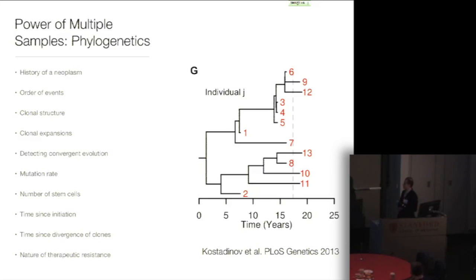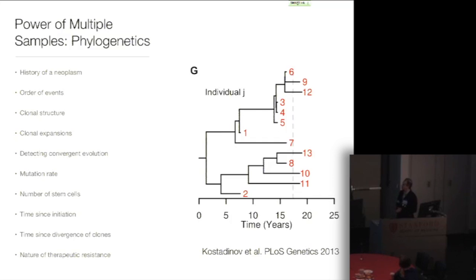Doing the phylogeny gives you the clonal structure of the tumor. It allows you to see clonal expansions. You can see this branch in the bottom part with biopsies 13, 8, 10, and 11. Those were all a clone that had 19% of the genome messed up by copy number alterations. You can detect convergent evolution because the phylogeny will show you that the same mutation happened on independent branches.